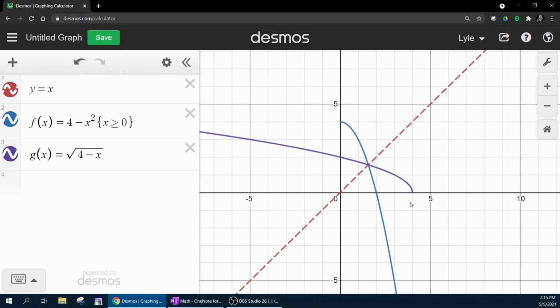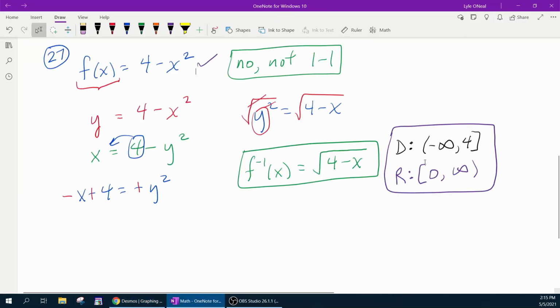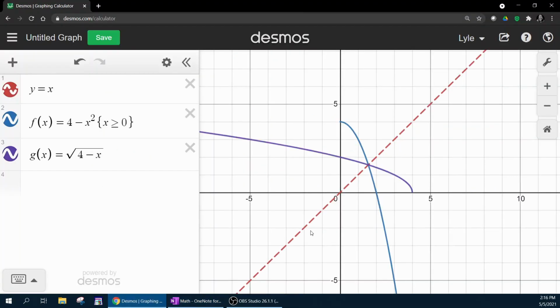If I fold on the dotted line, this piece is going to lay on top of this piece. So they do have the correct symmetry for a function and its inverse. And did you notice the domain and the range of the inverse are what I said they should be? The domain is minus infinity to 4.